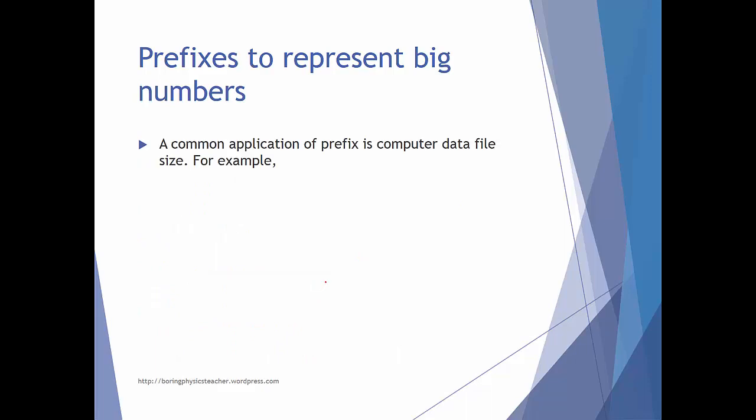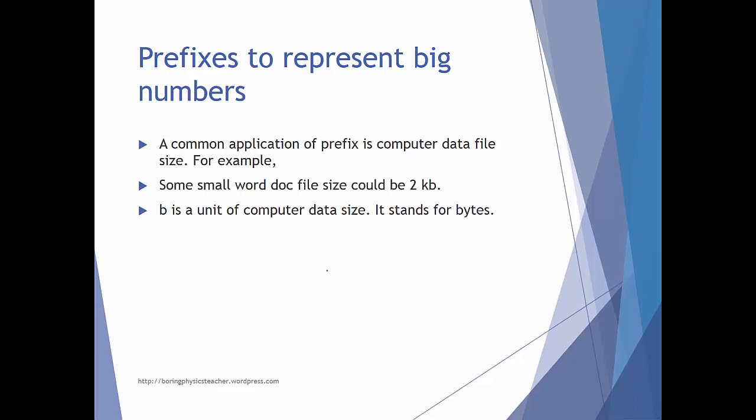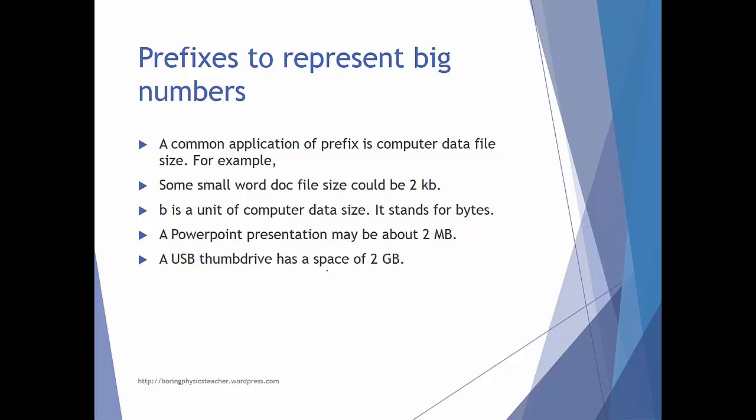A common application of prefixes is computer data file size. For example, if there's some small Word document, file size could be just 2 KB. B is a unit for computer size, and it stands for bytes. A PowerPoint presentation may be about 2 MB. A USB thumb drive has a space of 2 GB. And a large hard disk has a space of 2 TB.